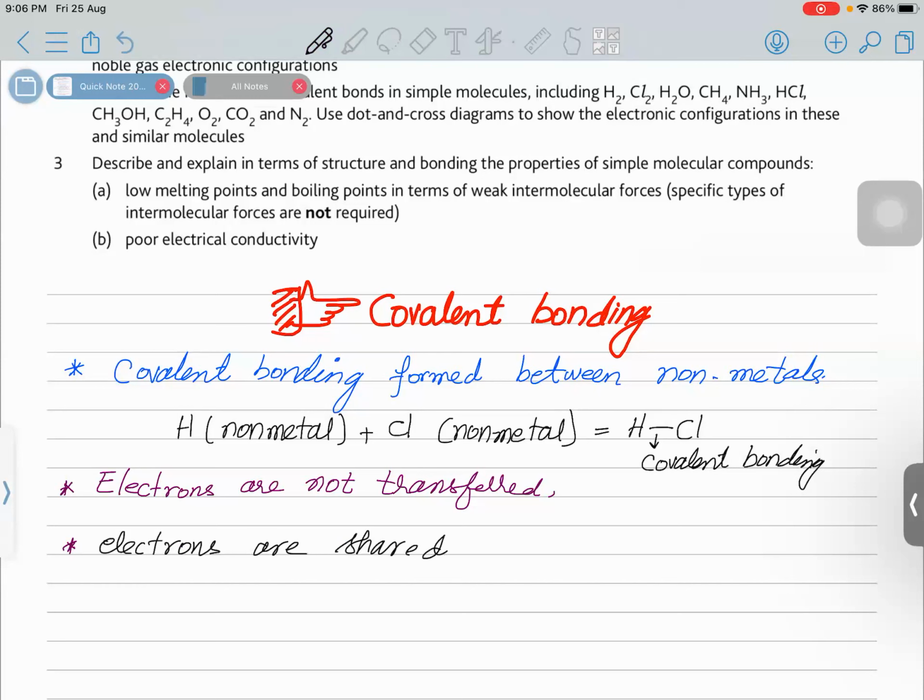Can you tell me why electrons are shared? To gain stability. Sir, so in ionic bonding, they transfer electrons to gain stability, and in covalent bonding, electrons are shared to gain stability. Exactly, to gain stability, right? Okay.